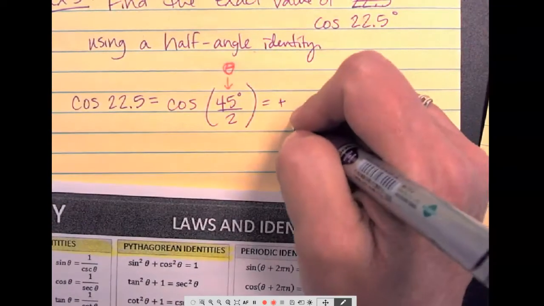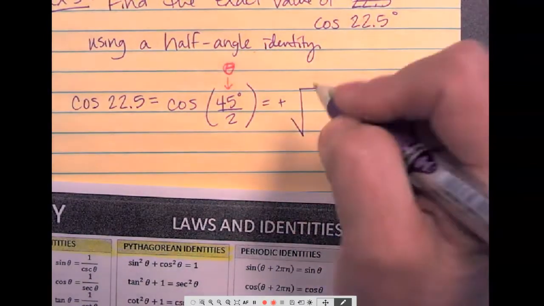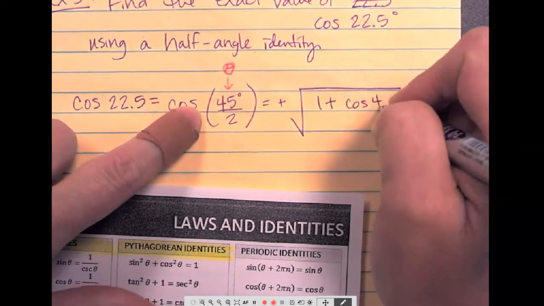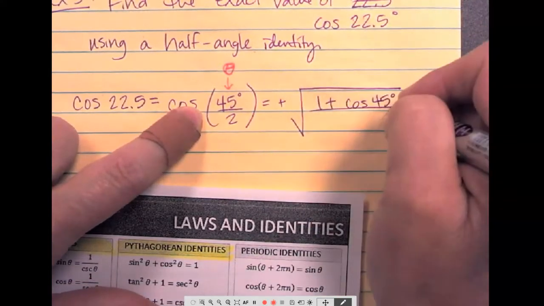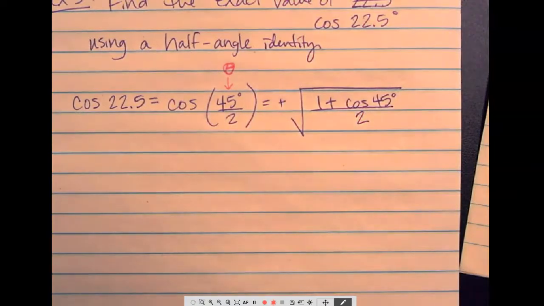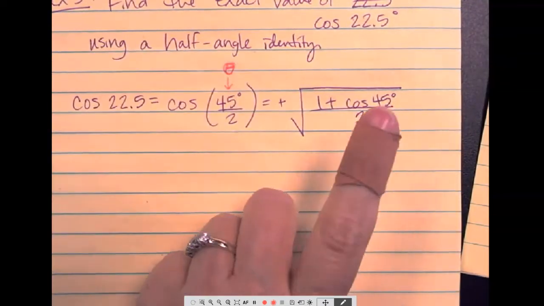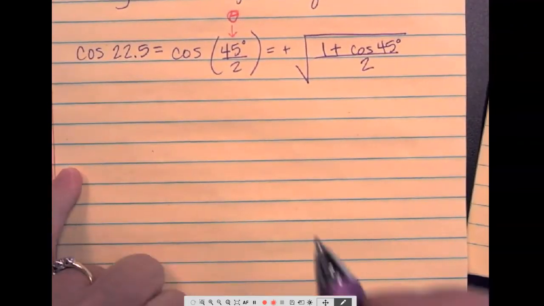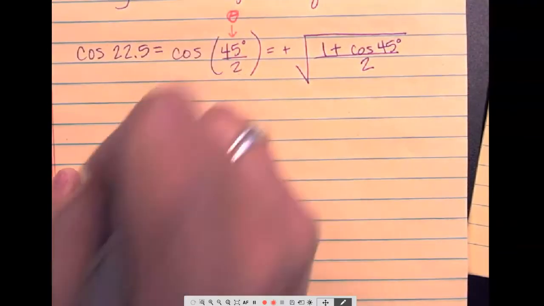Okay, then I have this big square root. And I have 1 plus cosine theta, but remember theta is 45, over 2. Everybody see where I got that set up? Okay, I'm finished with the left. All I'm going to do is simplify this side, which is a little bit harder than it sounds.